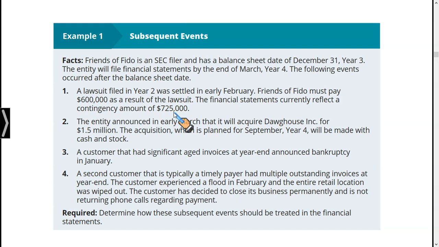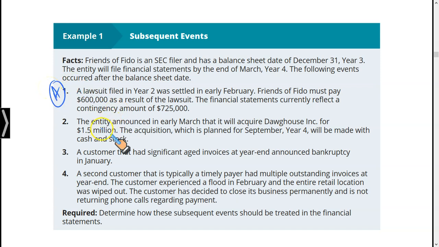Now, in this situation, the event that we discuss here existed as of December 31st, year 3. So this condition was there. Since the settlement amount for the legal contingency has been finalized after the balance sheet date, but the condition already existed, the financial statements should be adjusted to reflect the actual settlement of $600,000. So this is an adjusting event because the condition existed on the balance sheet date.